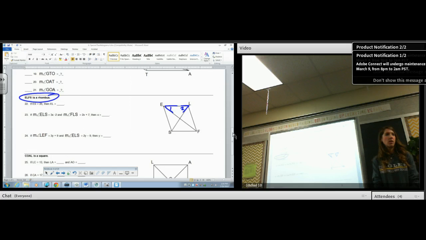Do we set them equal? Do we add them to equal 180? Add them. You set them. No, add them. You set them. They're the same. Set them.